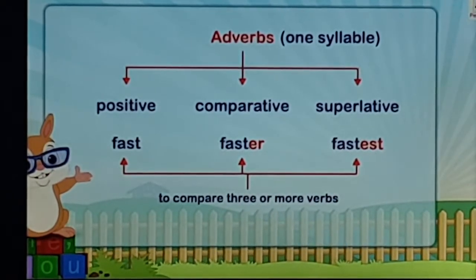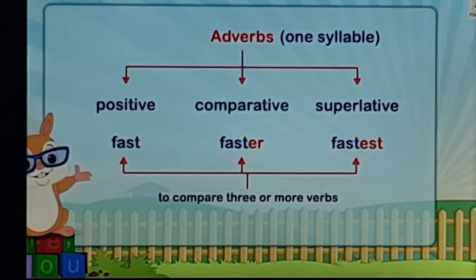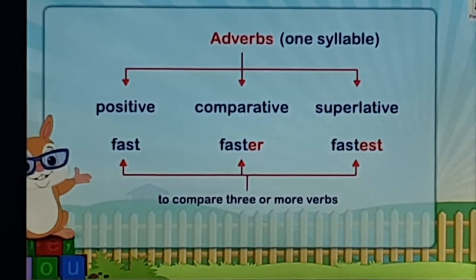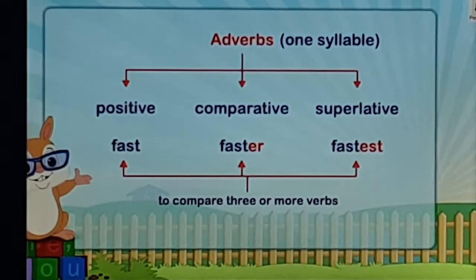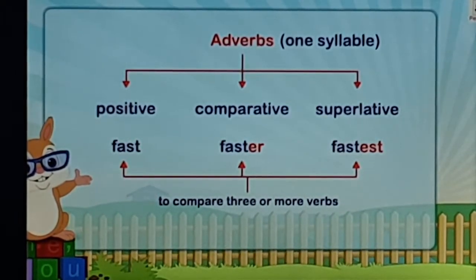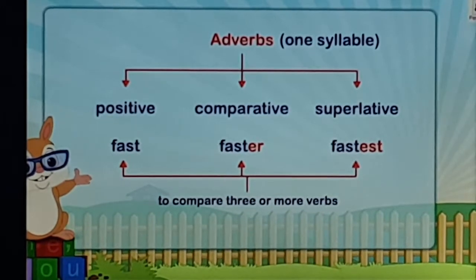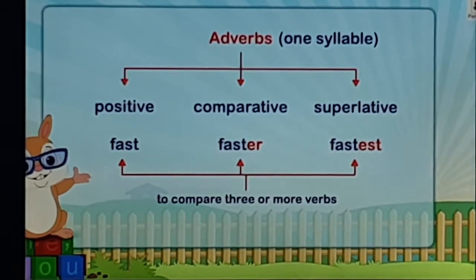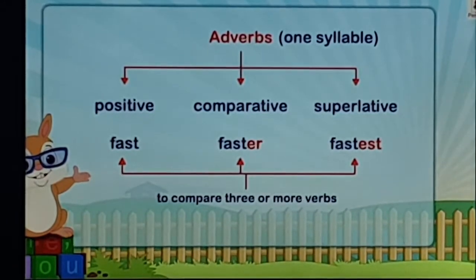Beautifully is a word which can be broken into three parts. So that means this word beautifully has three syllables. So this is what a syllable is. When we have a one syllable word, we use er or est with comparative and superlative degree.